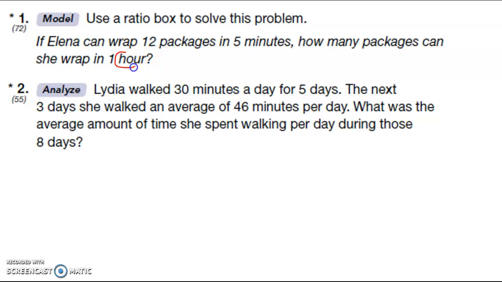Now keep in mind that we're going to have to make these two measures of time equal. This is a case 1, case 2 ratio box. So let me go ahead and draw my ratio box. We have a case 1, case 2, and I have packages and minutes. So I have 12 packages in 5 minutes. I want to know how many packages she can do in 60 minutes, which is 1 hour. Okay, so I have my ratio box.